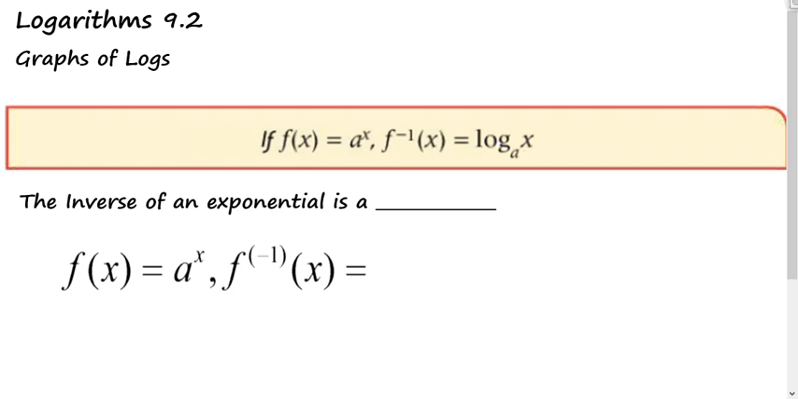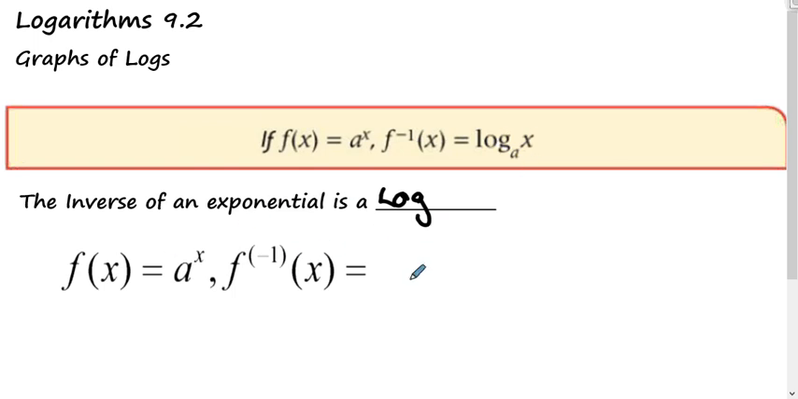We are going to look at graphing logs. So now that you've graphed exponentials, now we're going to look at graphing logs. Remember that if f of x equals a to the x, so if we have an exponential function, the inverse of that exponential function is a log, or a logarithm, however you want to say it. Therefore, the inverse of this is log base a of x.